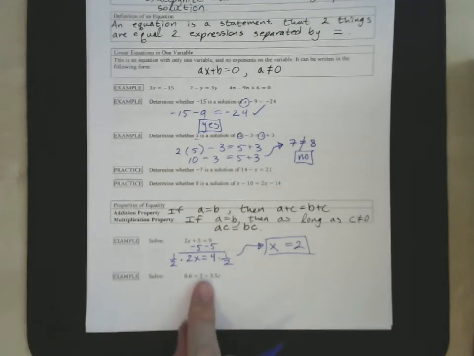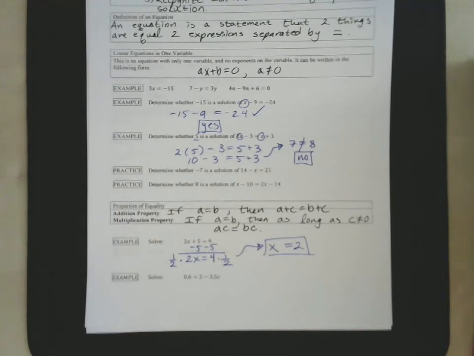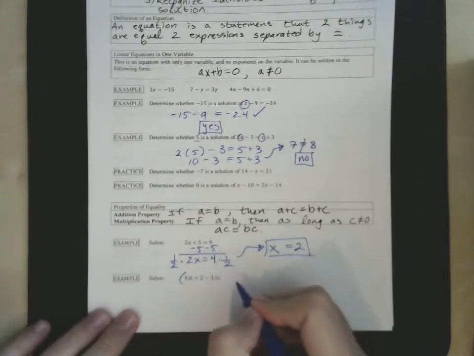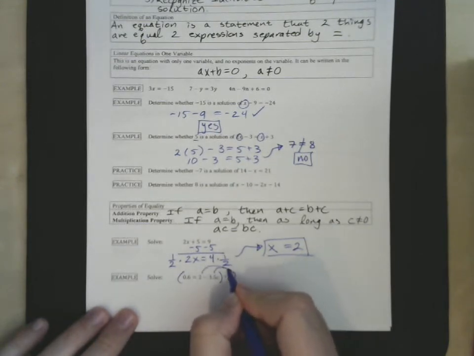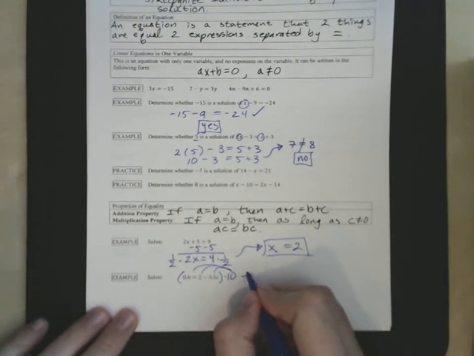Now when we have a problem like this, in this next one, 0.6 equals 2 minus 3.5c, you can solve this with decimals, not fractions, I apologize. But we can also just eliminate the decimals by multiplying the whole thing times 10. So this 10 goes to every single term, distributing it out.